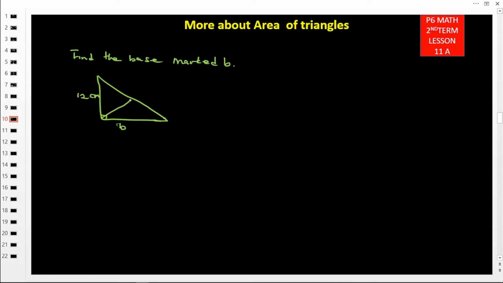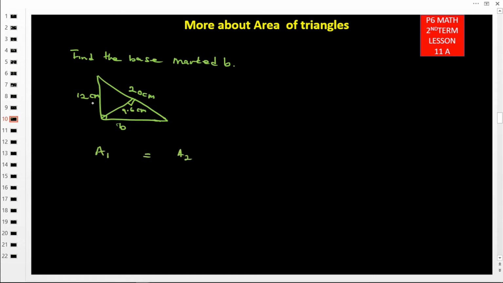Then we have another triangle. Now this other triangle, its height is this one and its base is this one. Its base here is 20 centimeters and its height is 9.60 centimeters. Alright, so they're telling us to find the base of this triangle, B. So from our formula we know that area 1 is equal to area 2.